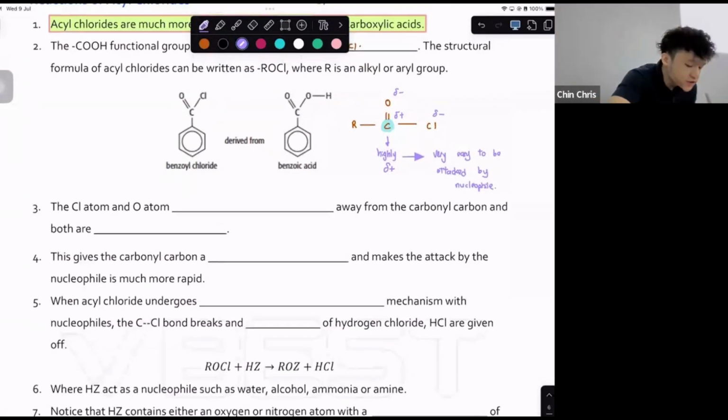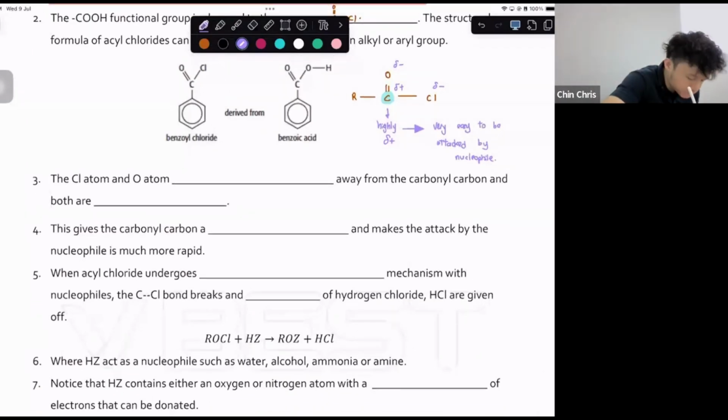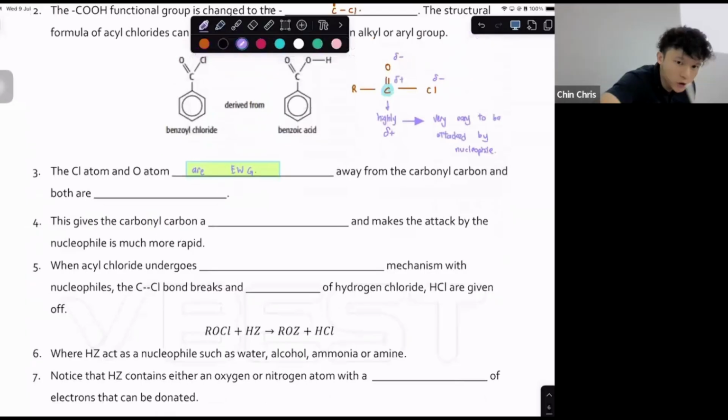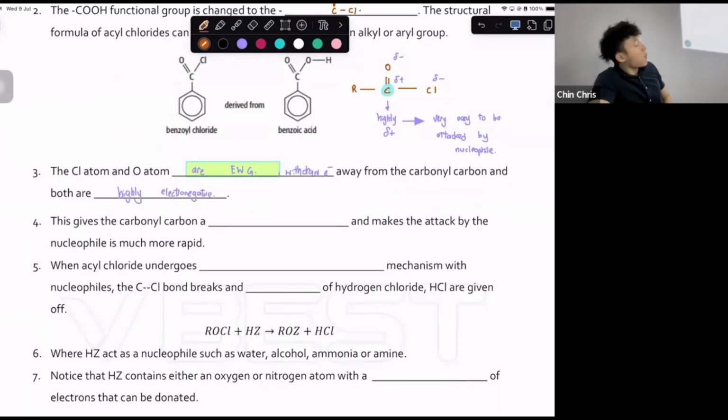Next, your Cl atom and O atom are highly electronegative, so they are electron withdrawing groups. They will attract, or withdraw, electrons away from the carbonyl carbon, and both are highly electronegative. This gives the carbonyl carbon a partial positive charge.